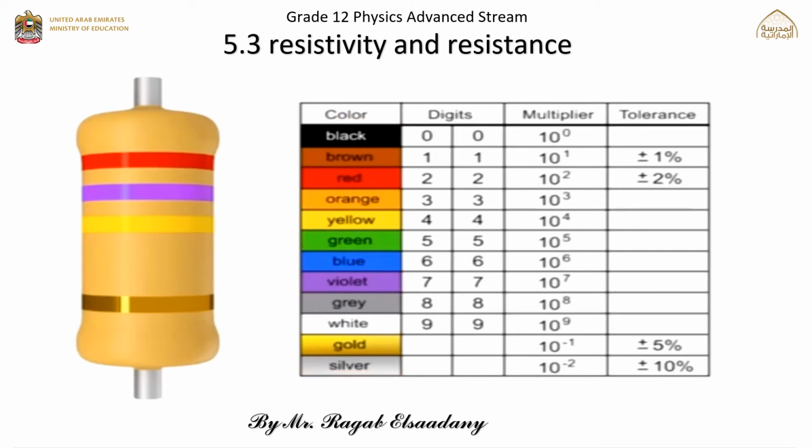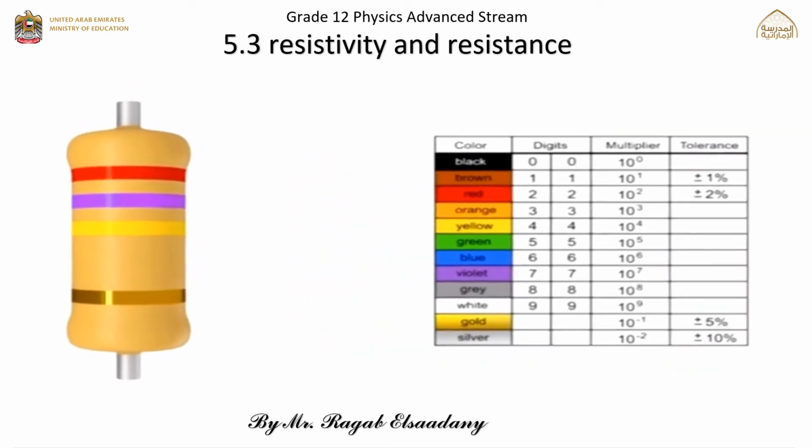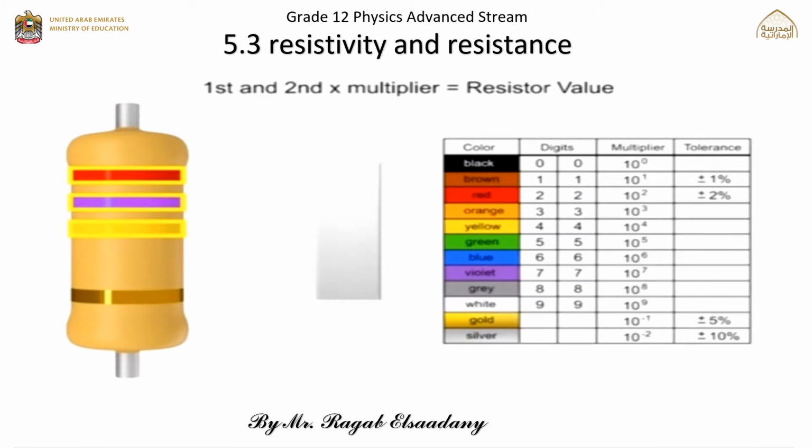In a four-band resistor, the first two bands represent digits or significant figures. The third band indicates the multiplier, and the fourth band indicates the tolerance. You read the resistor bands beginning with the end that has the most bands. A space between the third and fourth band also indicates the reading direction.